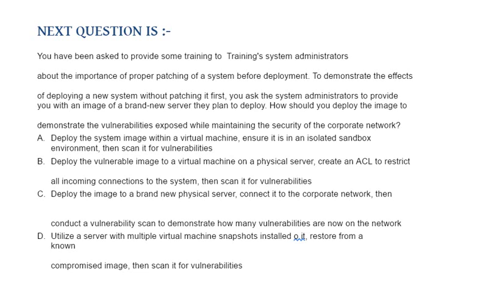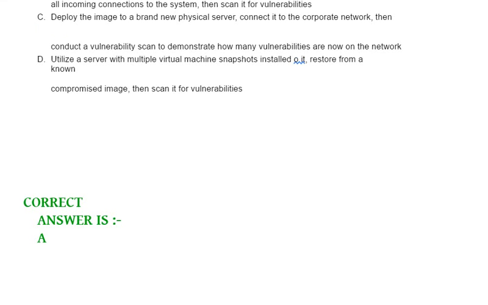Option C. Deploy the image to a brand new physical server, connect it to the corporate network, then conduct a vulnerability scan to demonstrate how many vulnerabilities are now on the network. Option D. Utilize a server with multiple virtual machine snapshots installed to it. Restore from a known compromised image, then scan it for vulnerabilities. Correct answer is option A.